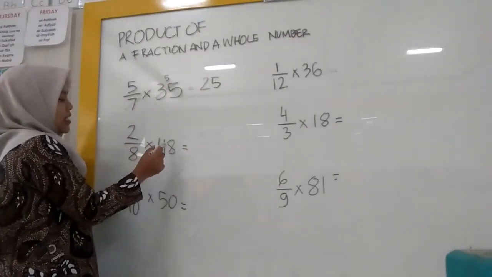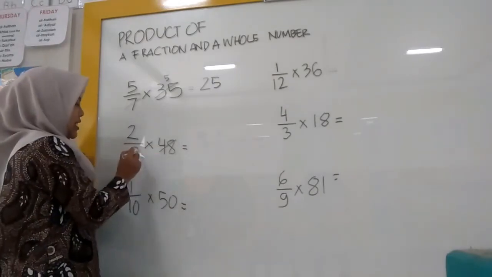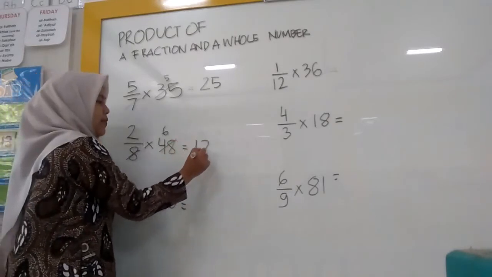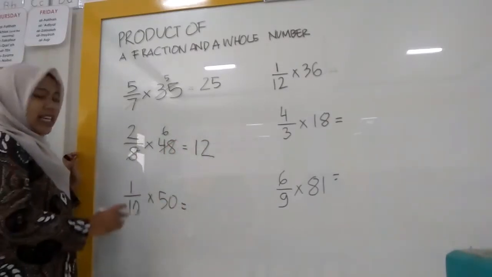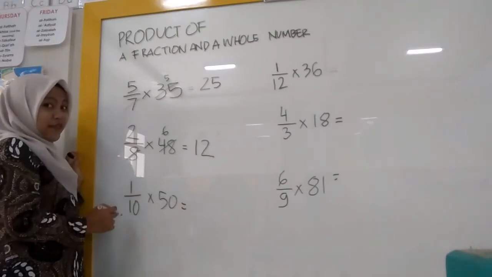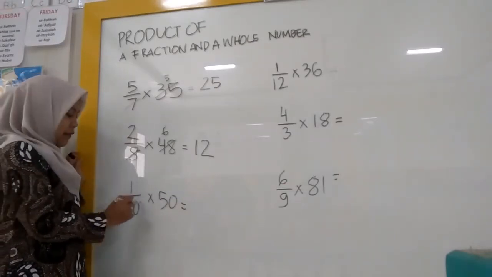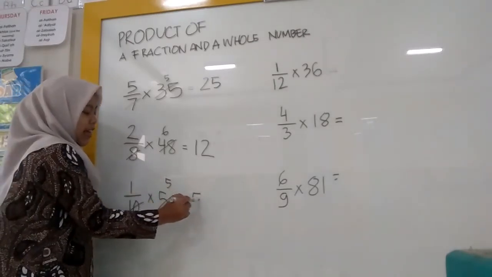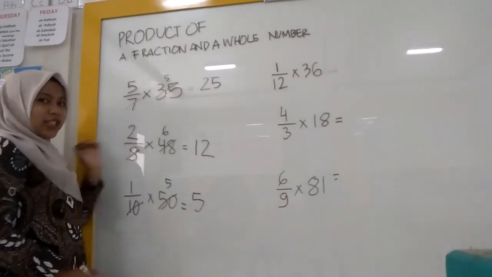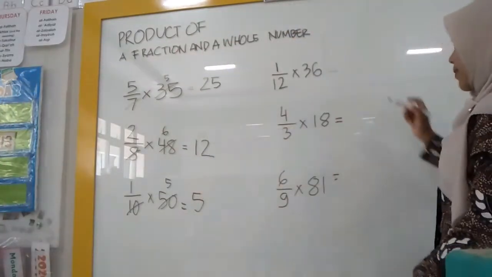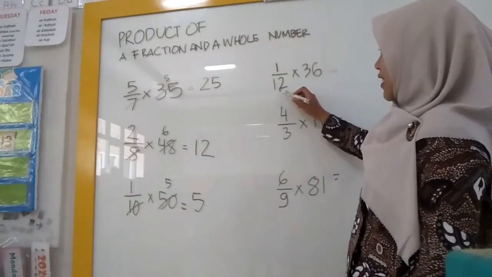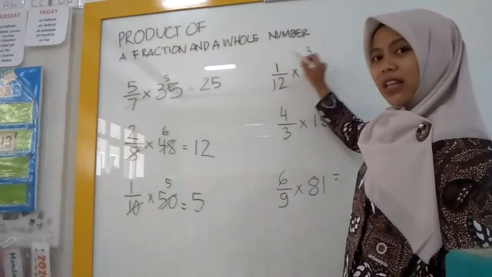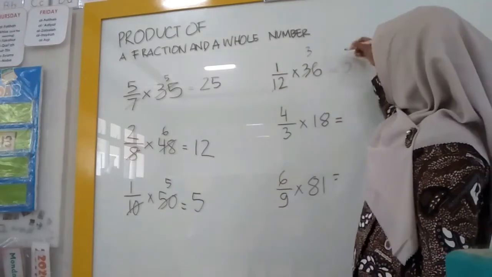Now, let's have this. 48 divided by 8 is 6. 2 times 6 is 12. Let's have the next number. 50 divided by 10 is 5. 5 times 1 is 5. Let's move to the next one. 36 divided by 12 is 3. 1 times 3 is 3 itself.